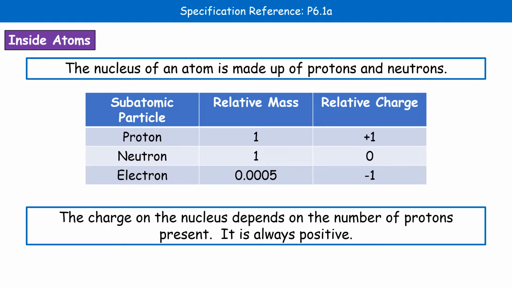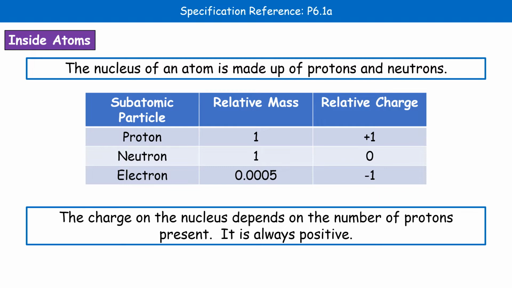There's that very familiar table in the middle there, which is showing us our 3 subatomic particles, protons, neutrons, and electrons, their relative masses and relative charges. So once more, you just need to learn these. Proton relative mass is 1, relative charge plus 1. Neutron, relative mass 1, relative charge 0. Electron is the relative mass of 0.0005 or 1 over 2000, and its relative charge minus 1.